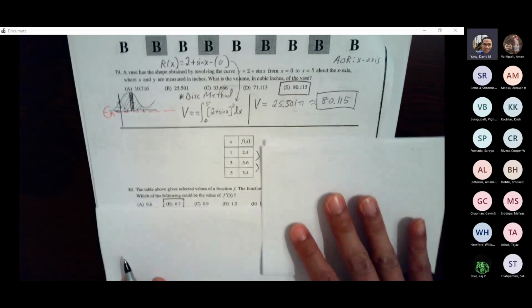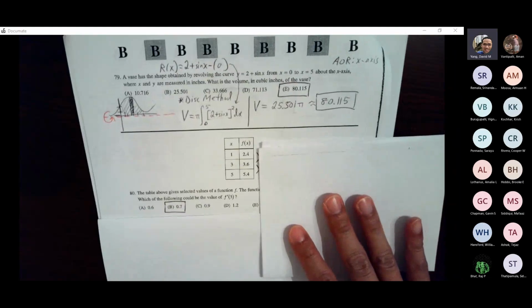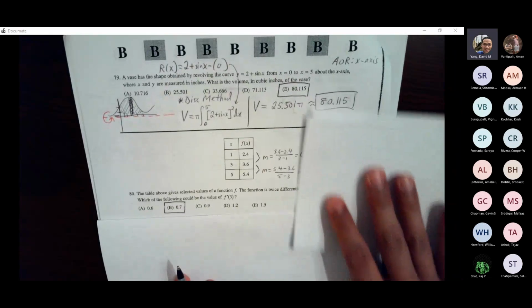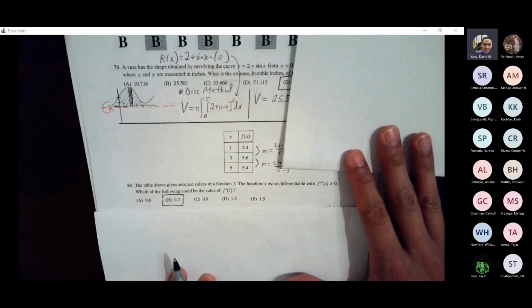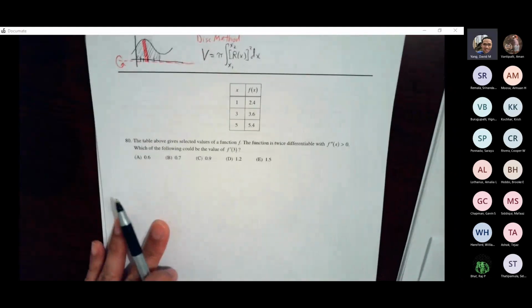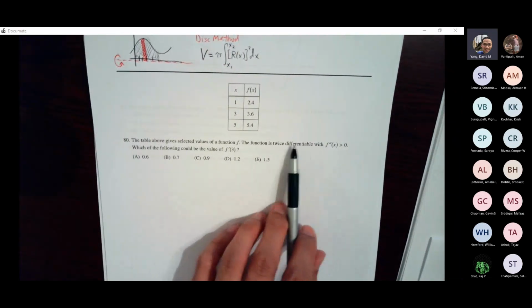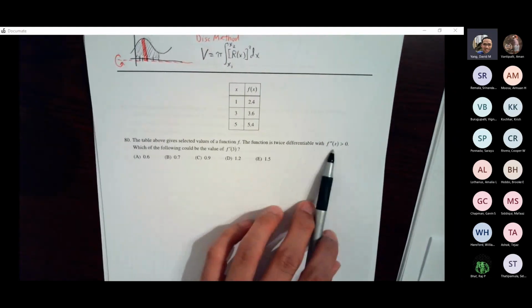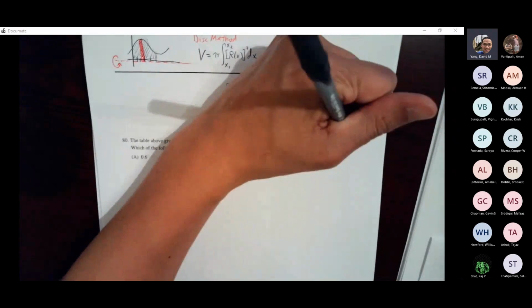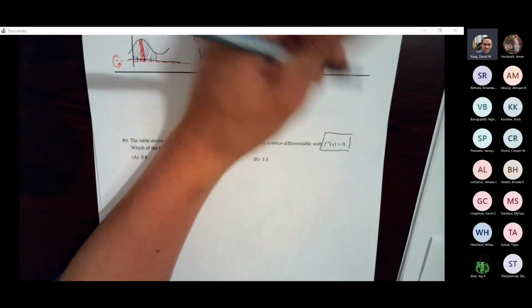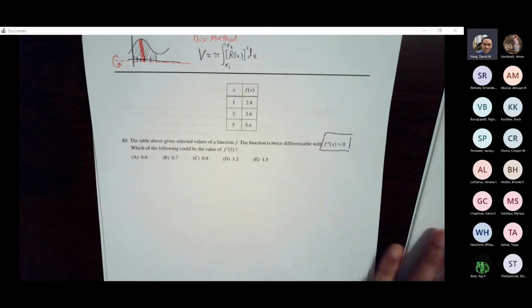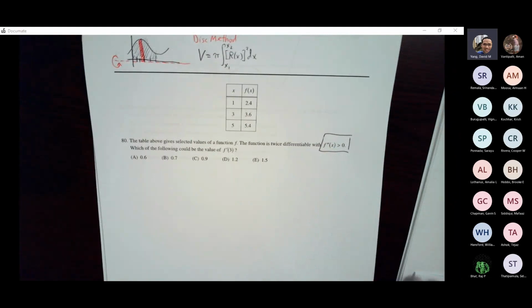All right, number 80. Table gives the selected values of function f. The function is twice differentiable. Let me work this out in a separate sheet. Twice differentiable means that's a smooth curve all the way through. And f double prime is always greater than 0. Okay, second derivative is always greater than 0. Which of the following could be the value of f prime of 3?